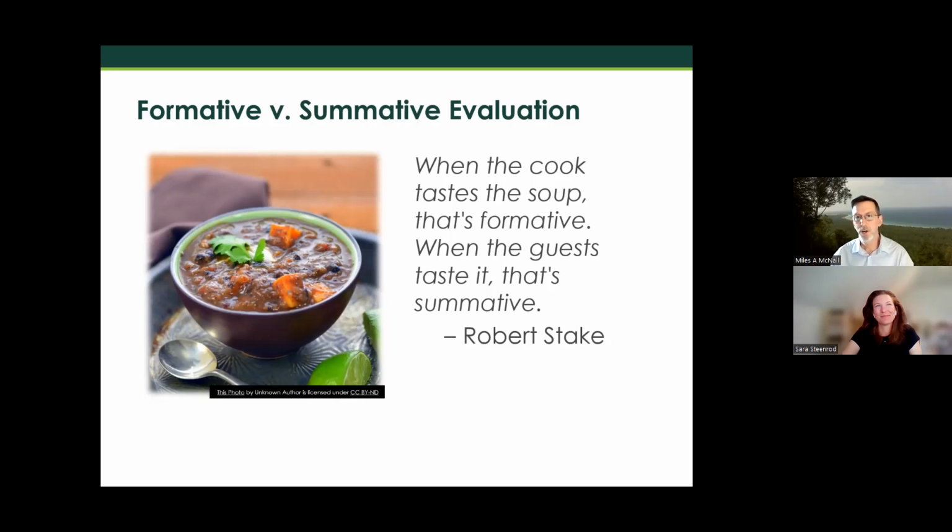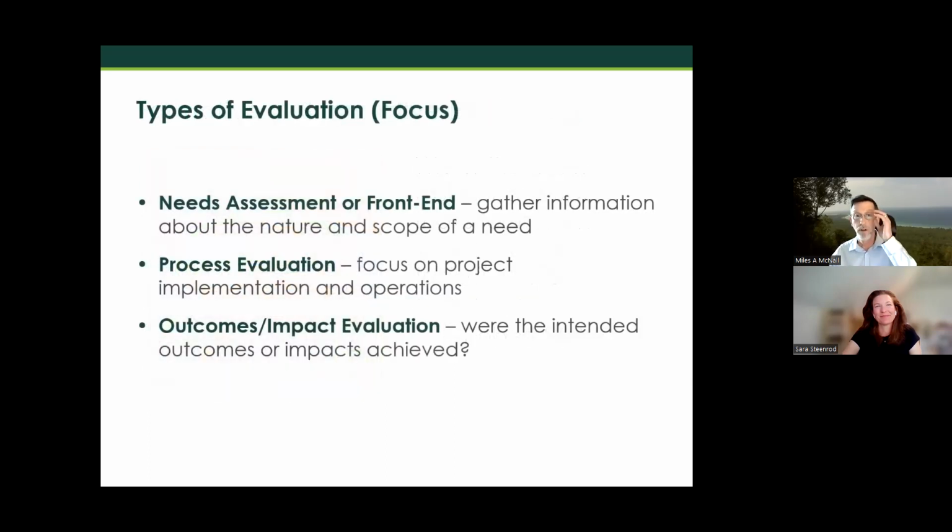So that's two main purposes of evaluation. There are also several different types of evaluation, and types are really dependent on what the focus of the evaluation is. So needs assessments, or also sometimes called front-end evaluations, involve gathering information about the nature and scope of a need. Process evaluations focus on project implementation or operations, and outcomes or impact evaluations focus on the extent to which intended outcomes or impacts were achieved.